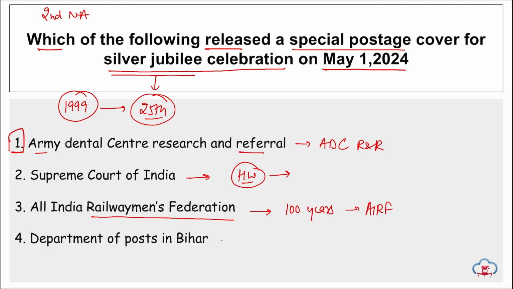Then if we talk about the Department of Posts in Bihar, it has released a special cover to commemorate 250 years of the copper ticket, the world's first postal ticket from Patna, Bihar. This copper ticket was first issued from Patna, Bihar in March 1774, and this special cover was released to celebrate 250 years. Correct.